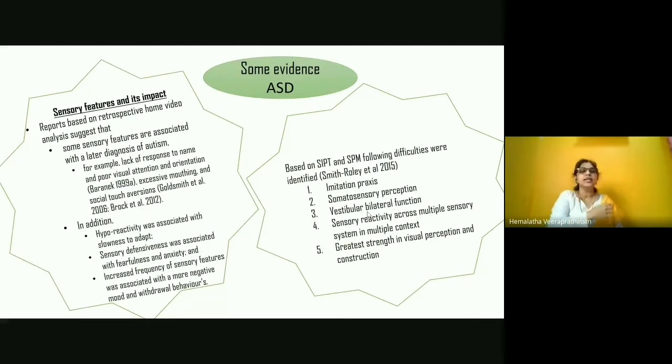Sensory features: there is strong evidence that lack of response to name, poor visual attention, excessive mouthing, and poor social touch awareness are all evidential of problems with sensory processing. A lot of evidence says the child with spectrum has modulation disorders, and they fail to modulate the environmental stimulus within the body and with the environment. In the SIPT, the Sensory Integration and Praxis Test, Smith and Raleigh in 2015 included imitation praxis, somatosensory perception, vestibular bilateral function and sensory reactivity as the greatest weaknesses for the spectrum, and the strengths are their visual perception and constructional abilities.